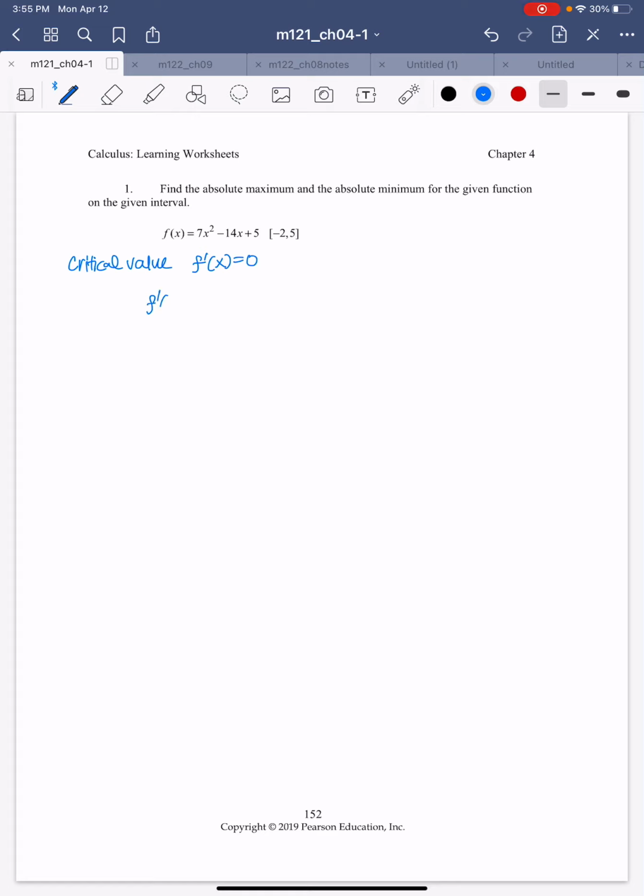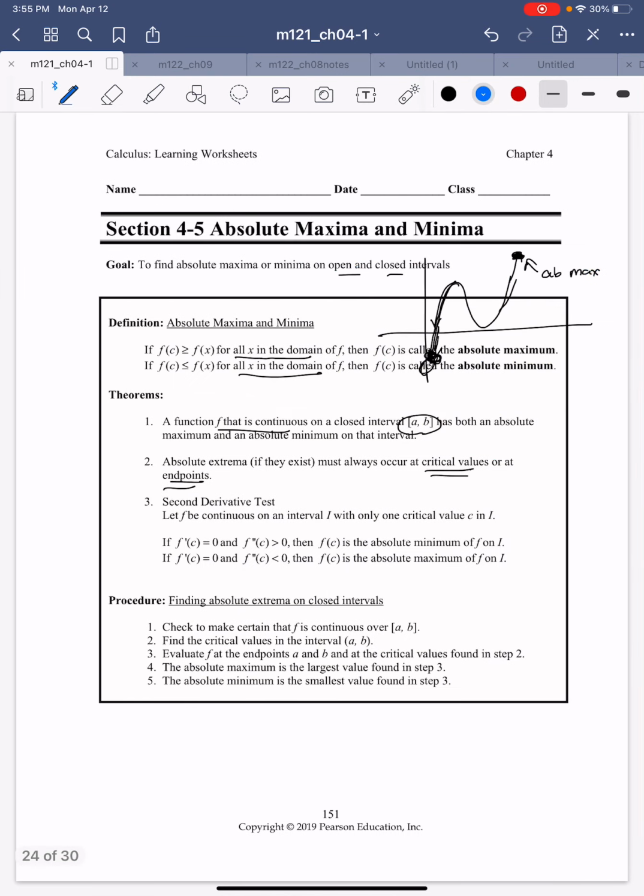So f prime of x is 14x minus 14. I'm going to set that equal to 0 and solve for x. 14x equals 14, divided by 14, x is equal to 1. So this is my critical value.